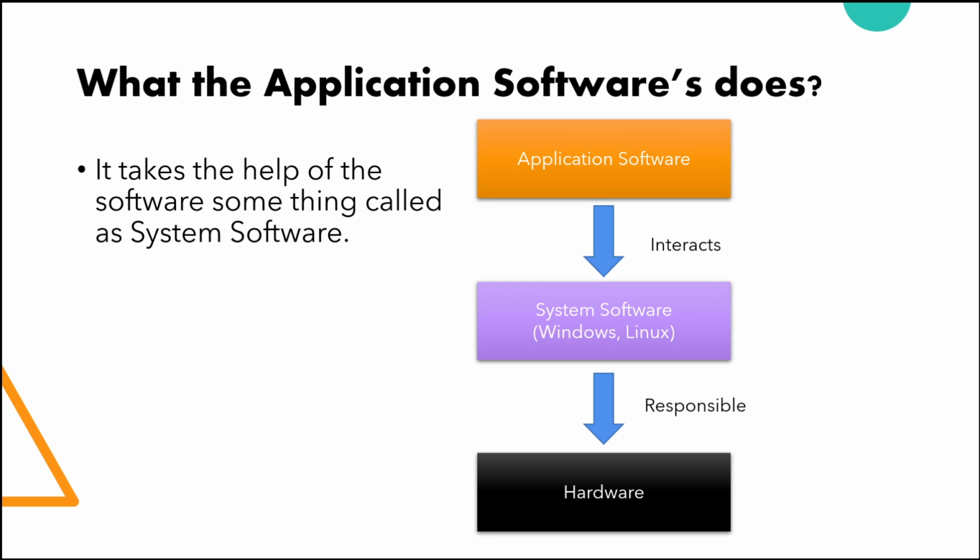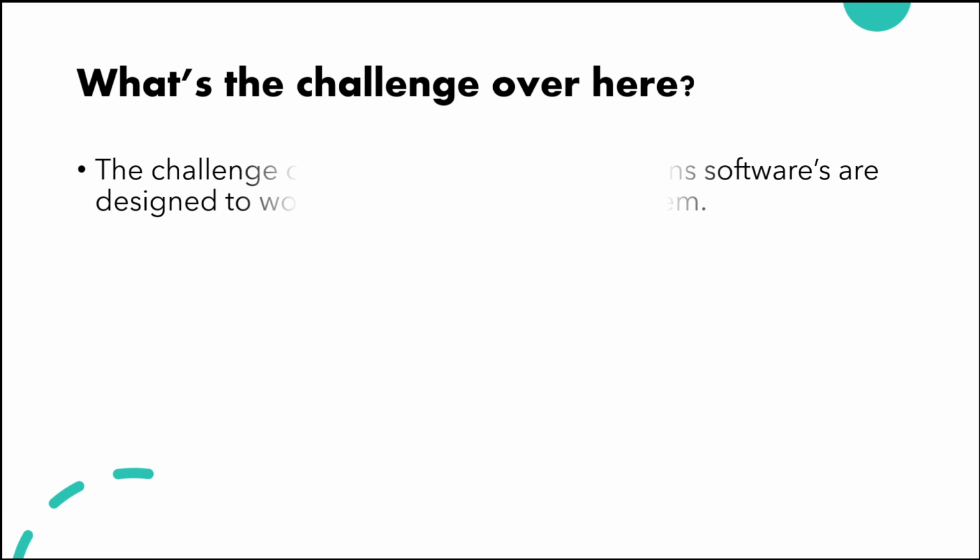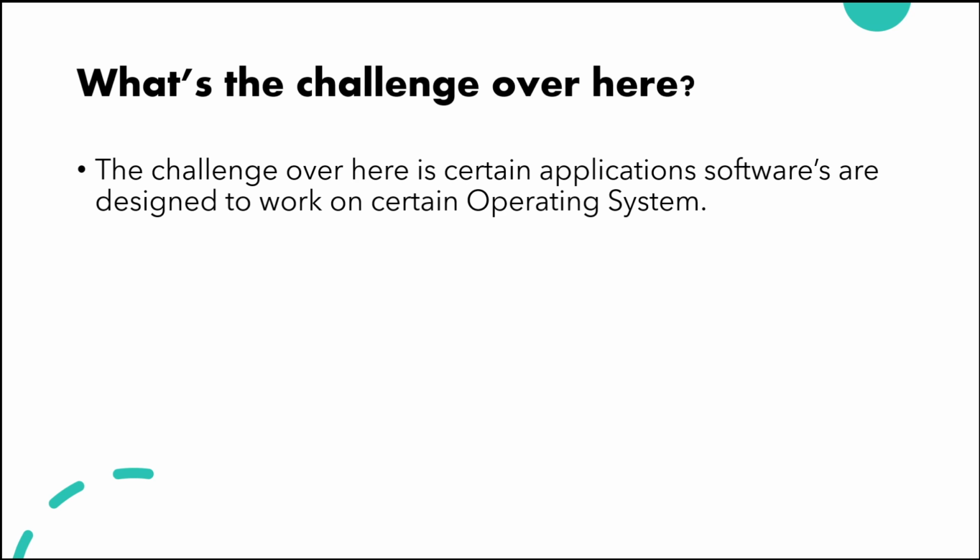Your application software interacts with system software, which is responsible for the hardware, for allocating memory or RAM configuration, something like that. So the challenge here is that certain applications or softwares are designed to work on certain operating systems only. Take any application, for example; they don't work everywhere.